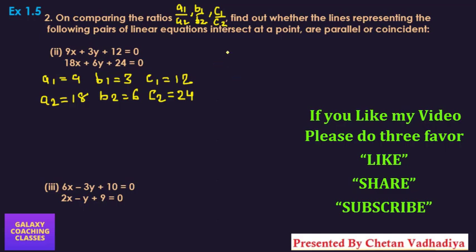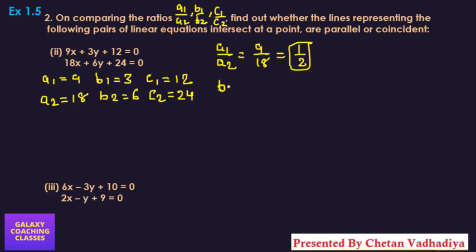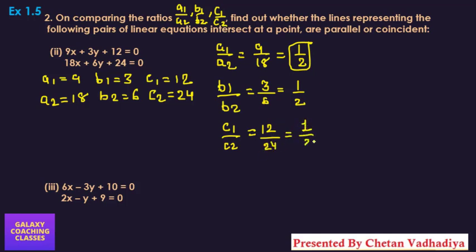So now again you need to find the ratios. Let us find A1 by A2, that is 9 by 18. You can reduce this, so you will get 1 by 2. Now B1 upon B2 is 3 by 6. Again you can reduce, so you will get 1 by 2. Now C1 upon C2 is again 12 by 24. Again you can reduce it, so you will get 1 by 2. So in all these three cases you get 1 by 2.